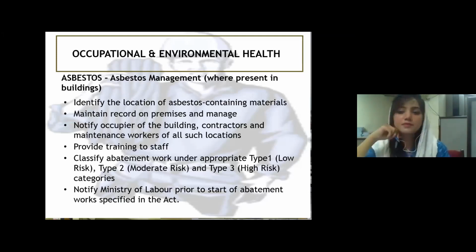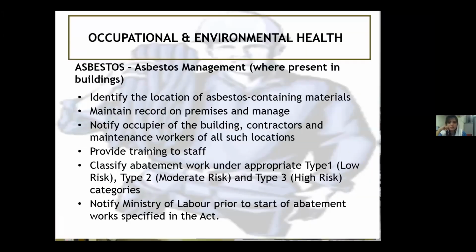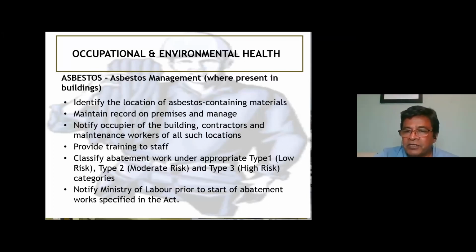Again, asbestos management, which is done here, is required under the law. You don't have any choice. You have to know where your asbestos containing materials are, maintain those records, maintain reports, notify every person in the building that there is asbestos in so many locations or so many materials, provide training to the staff who work on those materials, and then removal is a separate procedure. There are type 1, low risk, type 2, moderate risk, and type 3, the high risk. And every abatement work has to be notified to the ministry.